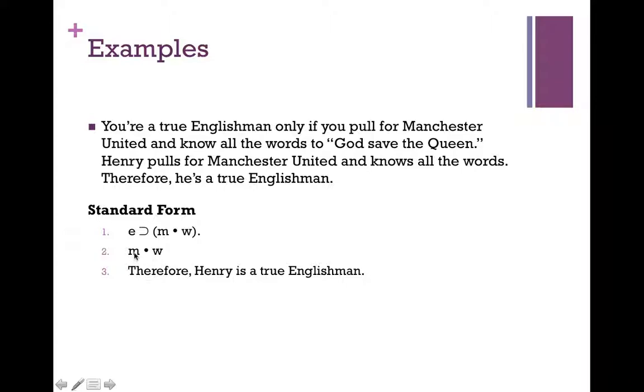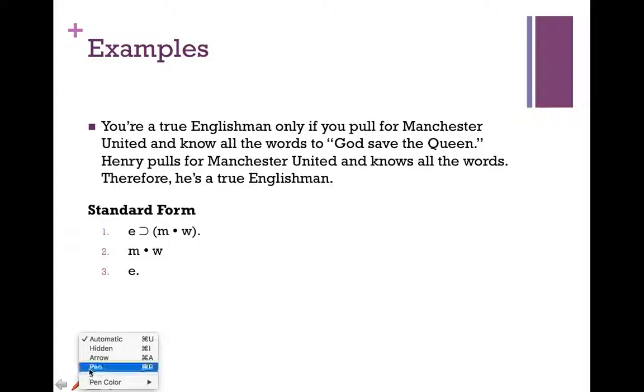But you know all the words. I mean, you pull for Man U and know all the words, and then we'll just say, therefore, Henry is a true Englishman. So here's our argument in symbolic form. Once we get this, we need to determine whether or not this is a valid argument. Now, you might be able to see right now it's not. In fact, this is guilty of the fallacy of affirming the consequent.